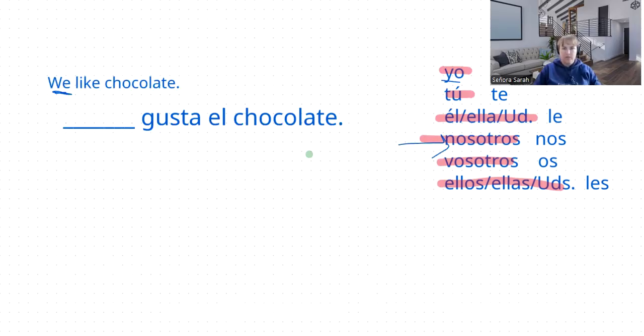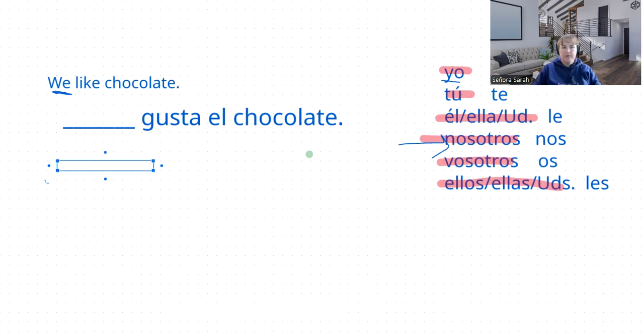Nosotros means "we." Now, we're not putting nosotros in the blank, right? Let me show you why. Remember, this doesn't really mean "we like chocolate." You're going to say, "to us pleases the chocolate." That's the literal word-for-word translation. That's why we're not going to put nosotros in the blank.